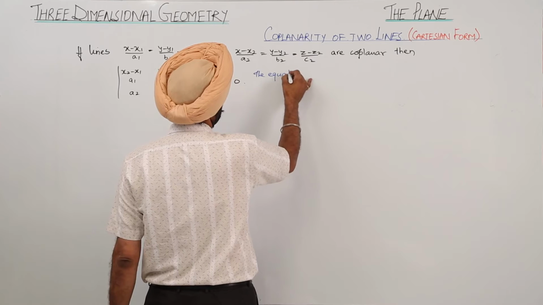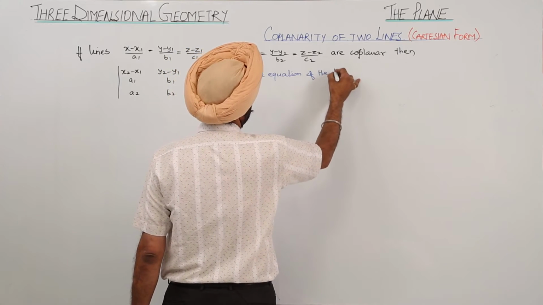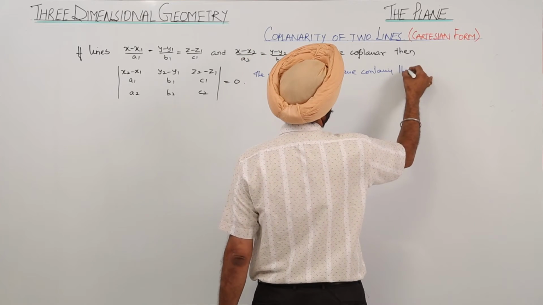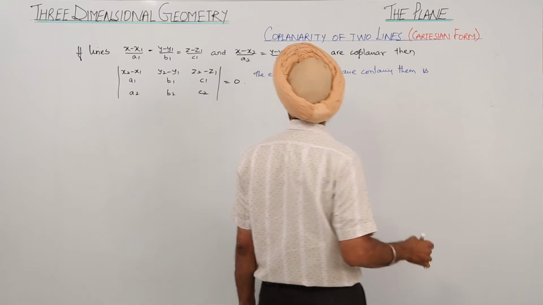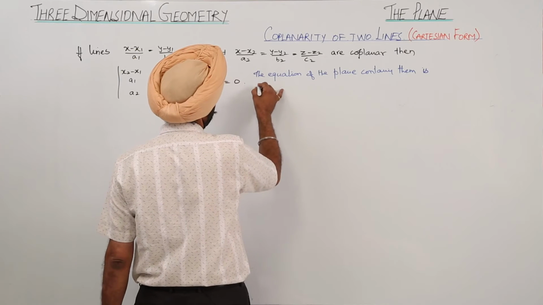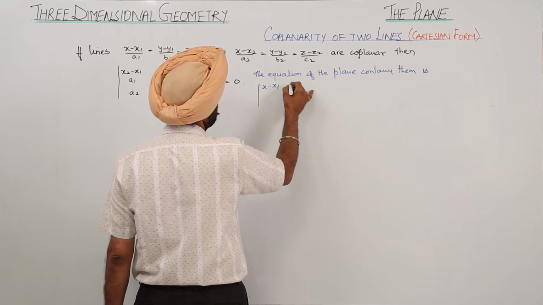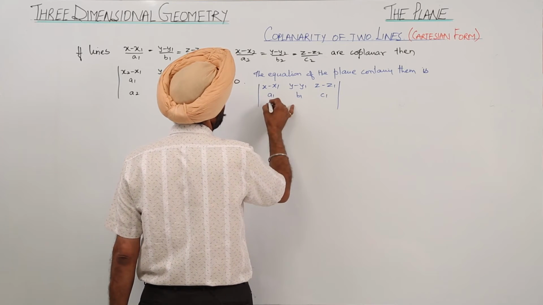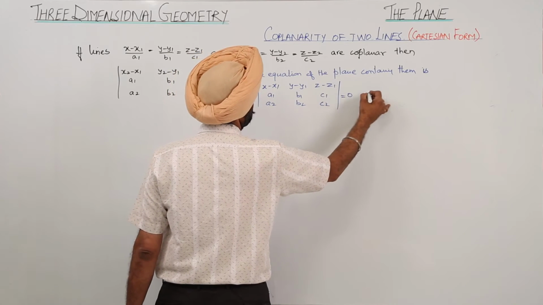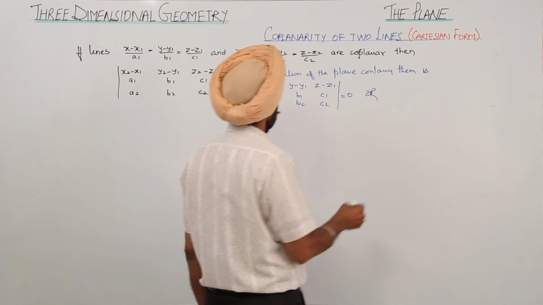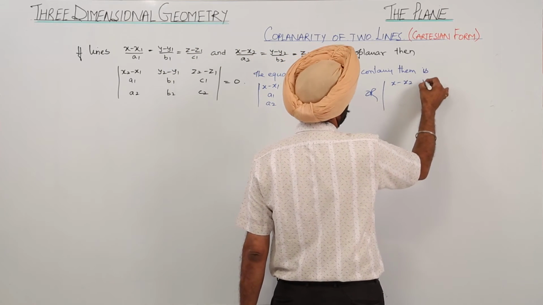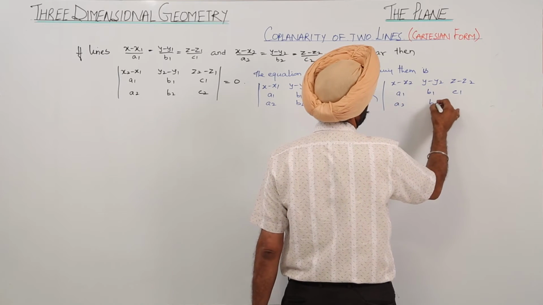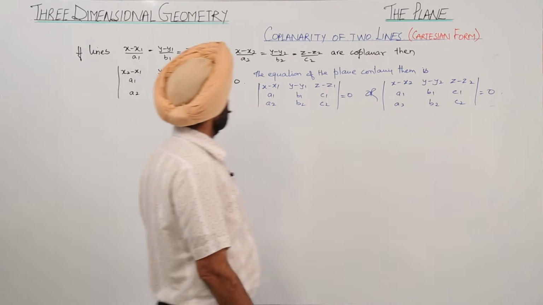Now the equation of the plane containing them, that will be, if we are writing, the determinant with rows x minus x1, y minus y1, z minus z1; a1, b1, c1; a2, b2, c2, is equal to 0, or the determinant with rows x minus x2, y minus y2, z minus z2; a1, b1, c1; a2, b2, c2, is equal to 0.